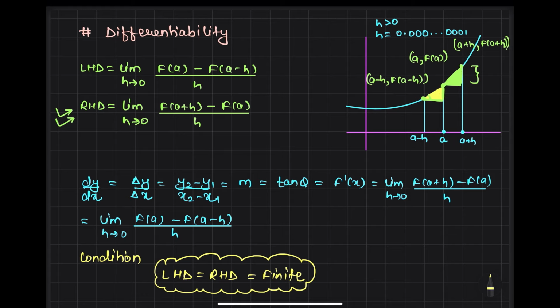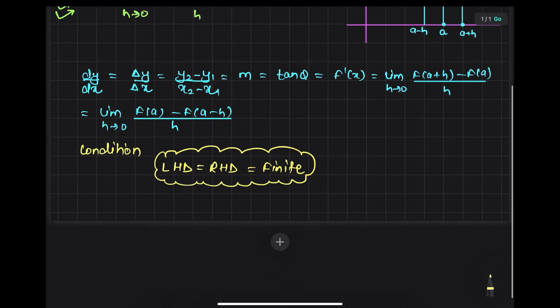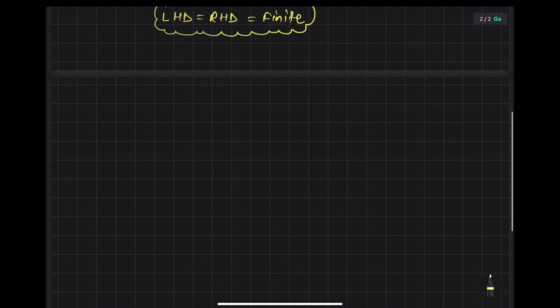So here also you have to memorize this idea: if LHD is equal to RHD and it is equal to finite, then we can say that it is differentiable. Now this is the mathematical explanation. Now try to understand the geometrical explanation of finding differentiability. Look at this, suppose that we have this curve.